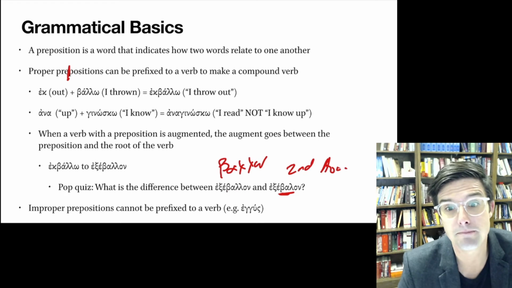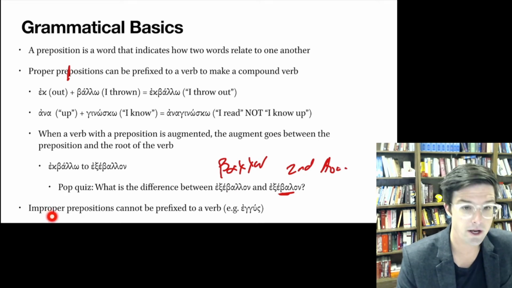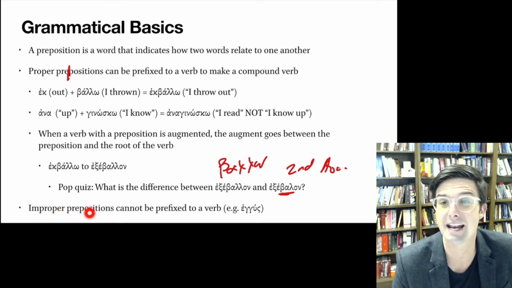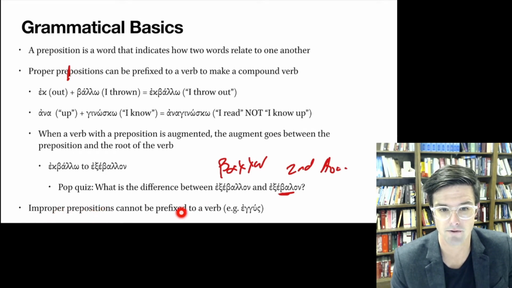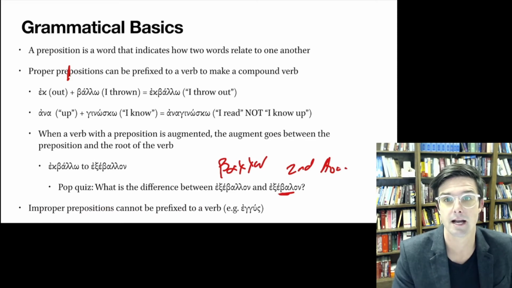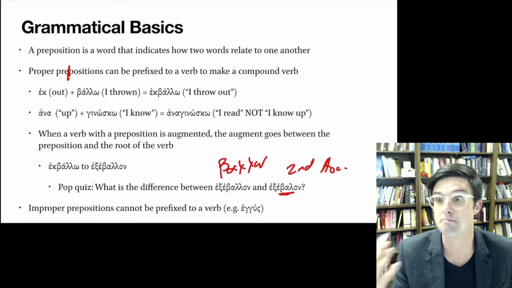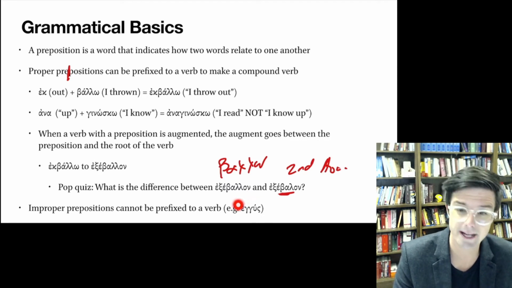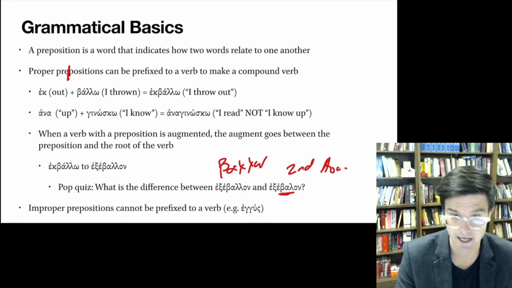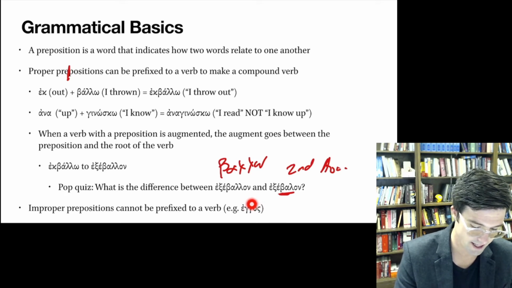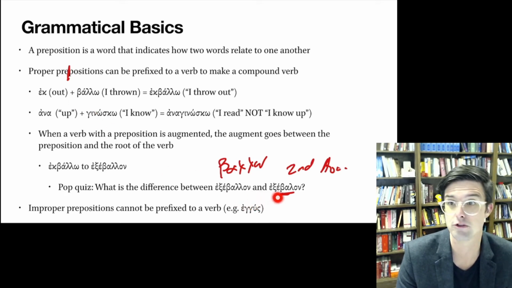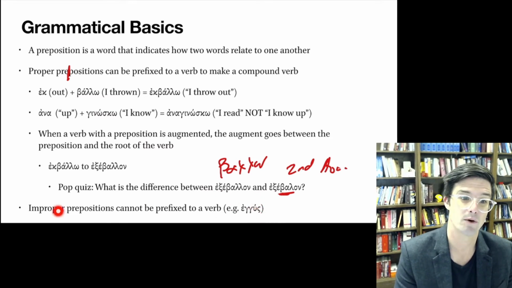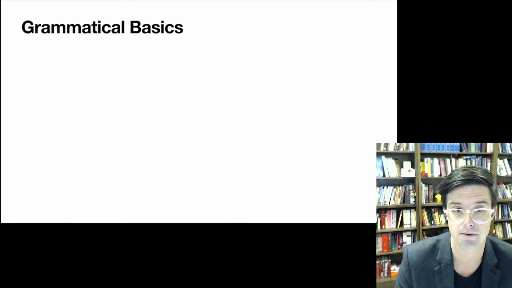And then the other main category of prepositions are improper prepositions, and they are called improper prepositions because they cannot be preposed to the beginning of a verb. That is, they cannot be stuck at the beginning of a verb to make that verb mean something different. So there are a number of these in Greek, but one example is ingus, which means near. You can't stick ingus to balo to make ingus balo to mean I throw near. It's simply something you can't do, which puts it in the category of improper prepositions.